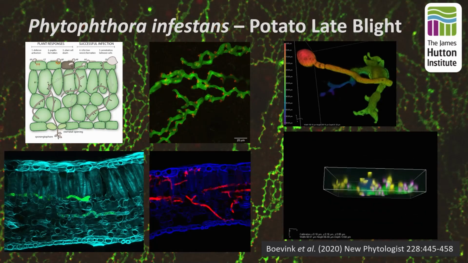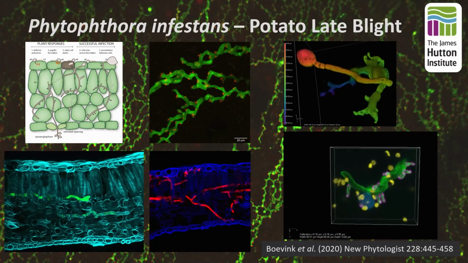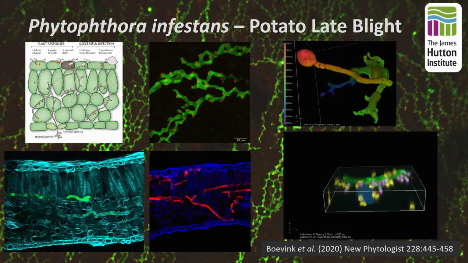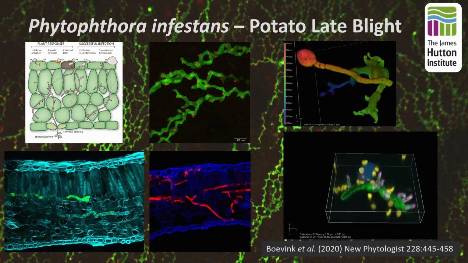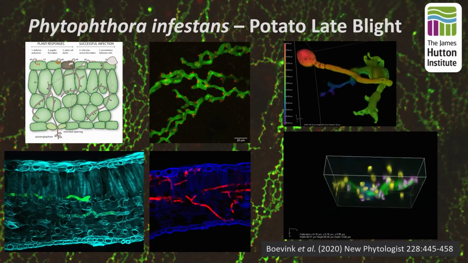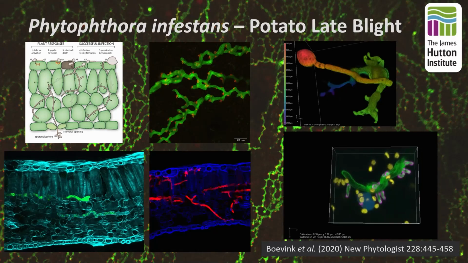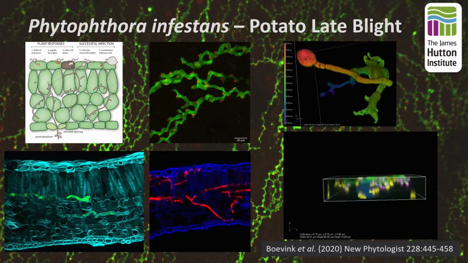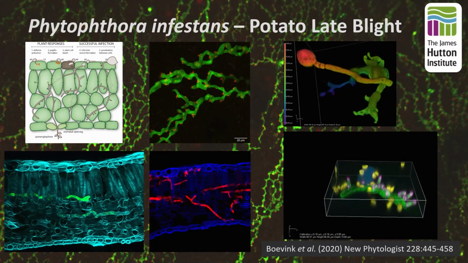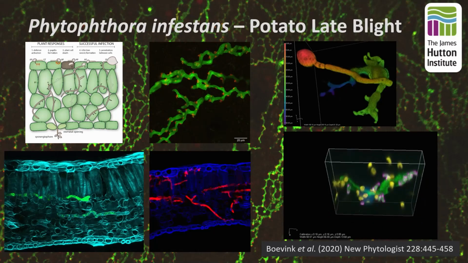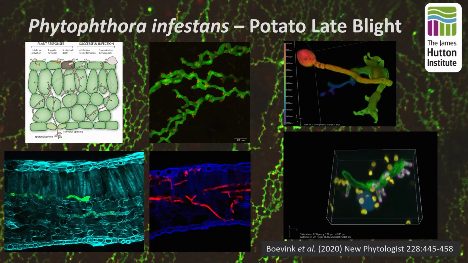One of the major potato pathogens, studied by a group from Dundee University based at the Institute, is Phytophthora infestans, the cause of late blight. These pictures have been taken by Petra Bovink and her colleagues in Paul Birch's group, and show that many of the interactions taking place between the plants and this oomycete pathogen occur deep in the leaf tissue.